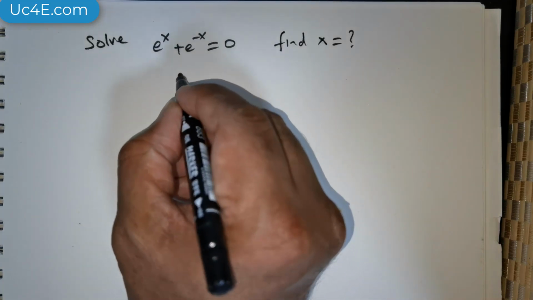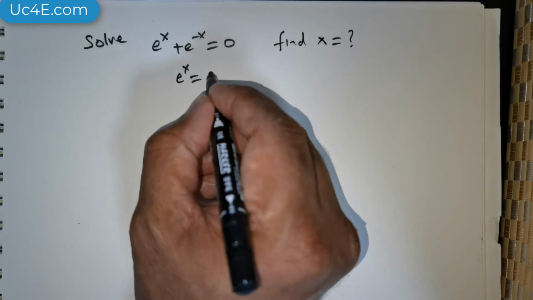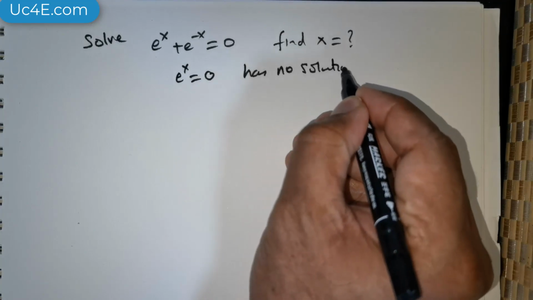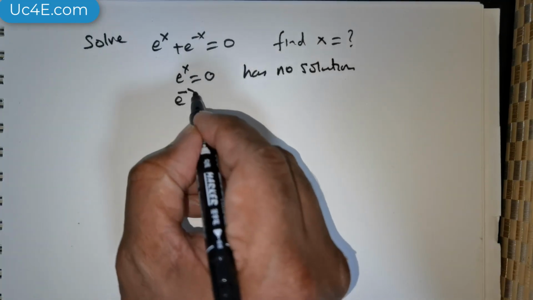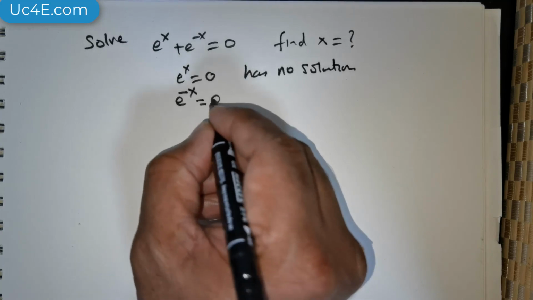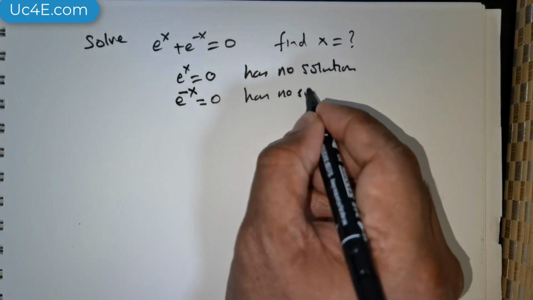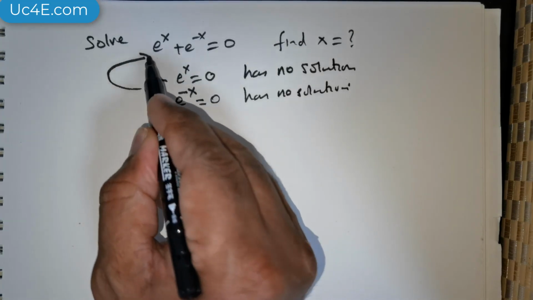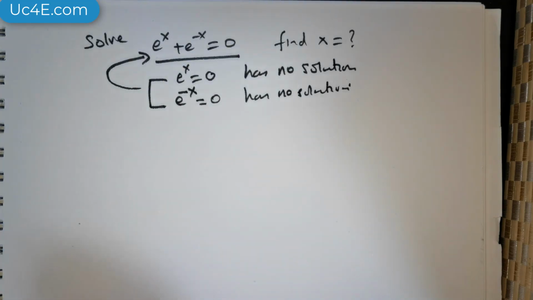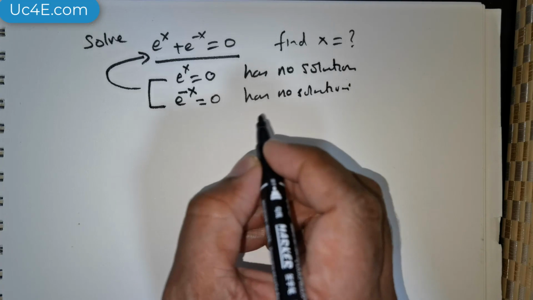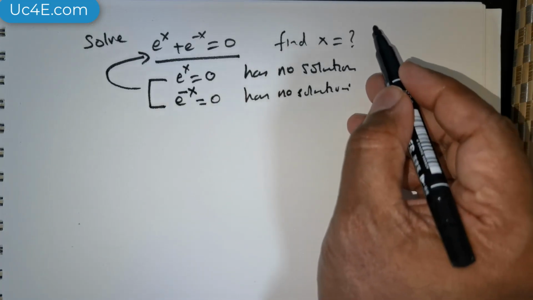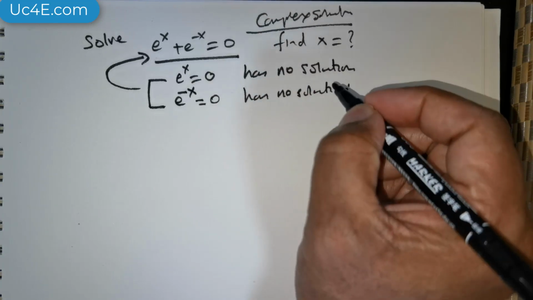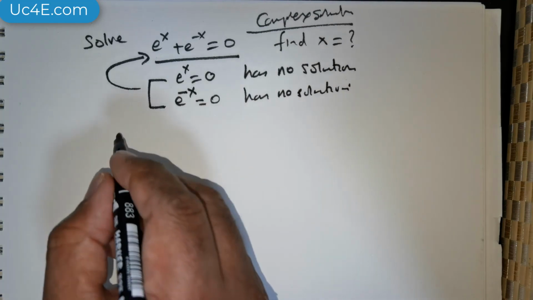Now just a side note, if you were given e raised to the power of x is equal to 0, then clearly this has no solution. And also, if you were given e raised to the power of negative x is equal to 0, this too has no solution. But apparently, when these two are combined into a single equation of this fashion, it has a solution. But it is not a real solution. Of course, it is going to be a complex solution in nature. Having mentioned that, let us embark on solving the equation.